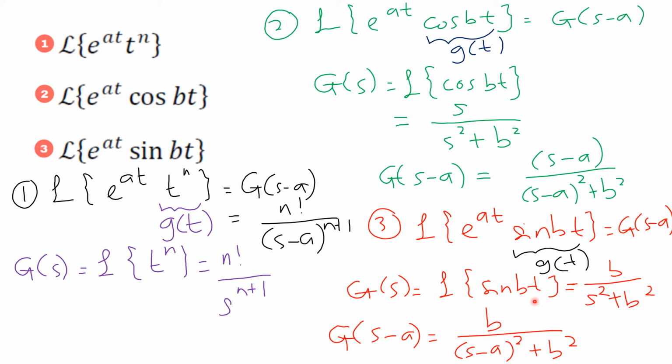So here is where you're going to see the shifting operation, where you shift G(s) to G(s minus a). So every time you see the question of e to the power of at multiplied by sine bt, the Laplace transform of this function is equal to this answer. You just need to replace the value of b and the value of a. So I've shown you the general solution for three types of functions that involve the exponential function e to the power of at. Alright, thank you so much.